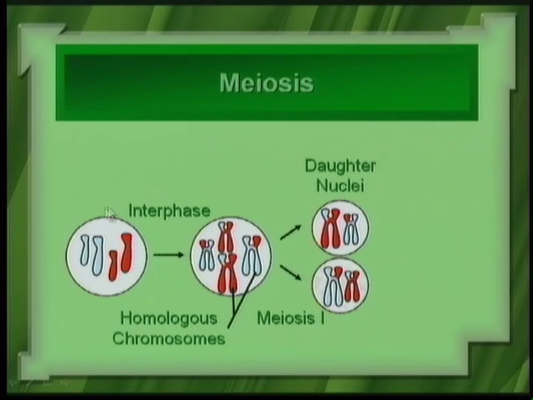This is actually shown because if we try to show 46 chromosomes or 24 or 42 or 72, we couldn't track all of them. It would be very difficult. So here you have the 2 daughter nuclei, and you can see that these cells are haploid. They only have 2 chromosomes in them.